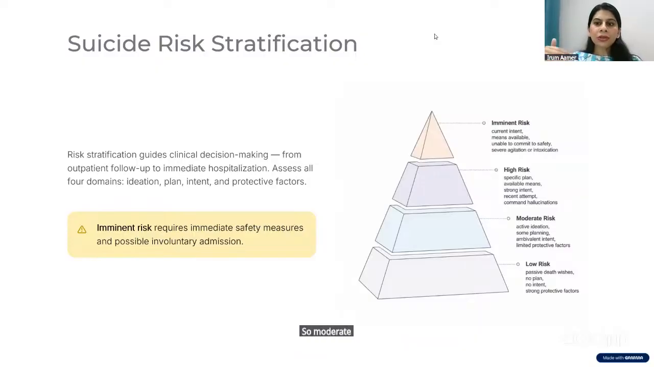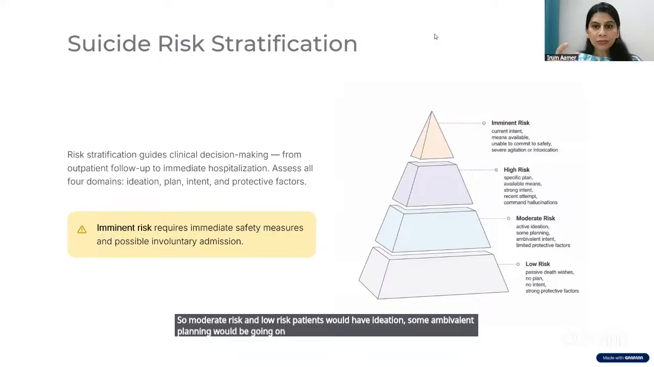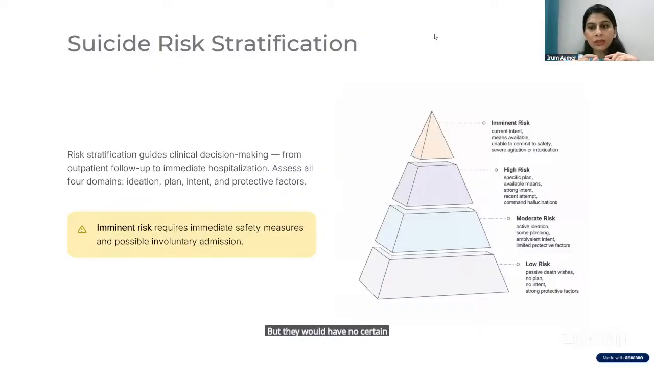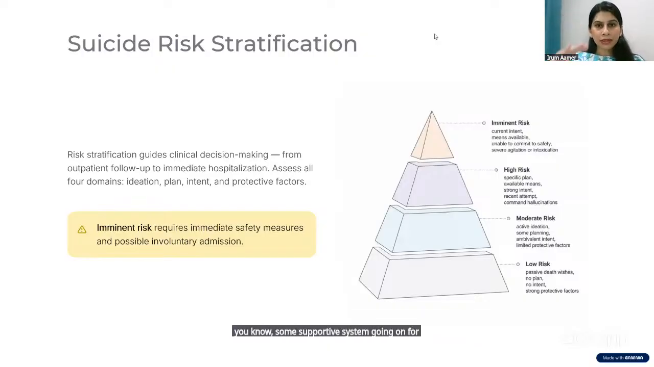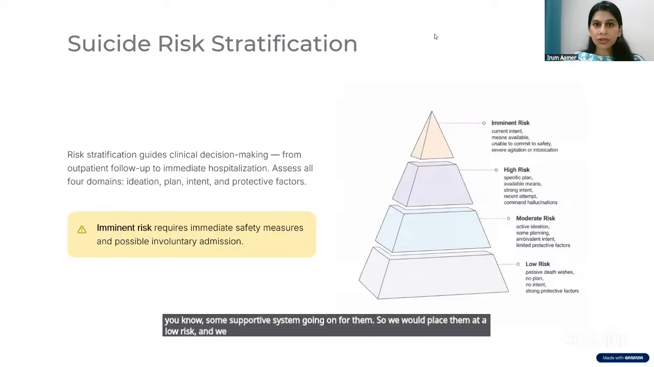So moderate risk and low risk patients would have ideation, and some ambivalent planning would be going on. They would have certain risk and protective factors. Low risk patients would tell you about a death wish. They would tell you that I feel there is nothing left in my life and I wish I could die. But they would have no certain plans, no definitive intent, and they would have very strong protective factors, for example, involvement of psychosocial support, or they would be somebody with a very strong religious background, anything like that, or some supportive system going on for them. So we would place them at low risk, and we can create safety measures for them as well, but immediate admission might not be needed.